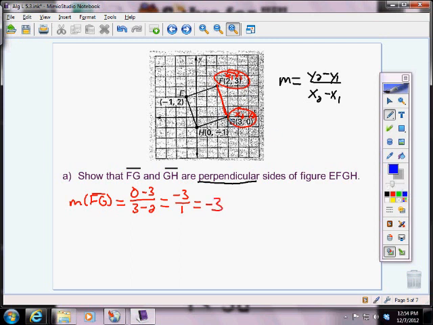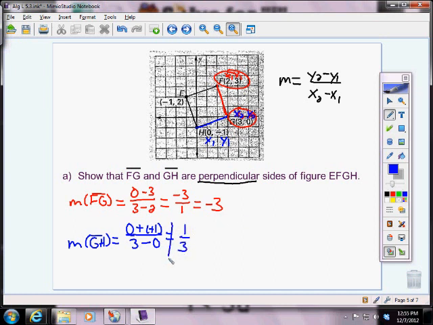Now let's find the slope of GH. Okay, so slope of GH. I did name these x2, y2, so I'll name this x1, y1. y2 is 0 minus y1, which is a negative 1, over x2, which is 3, minus x1, which is 0. Now if you look here, keep, change, change. 0 plus 1 is 1. 3 minus 0 is 3.